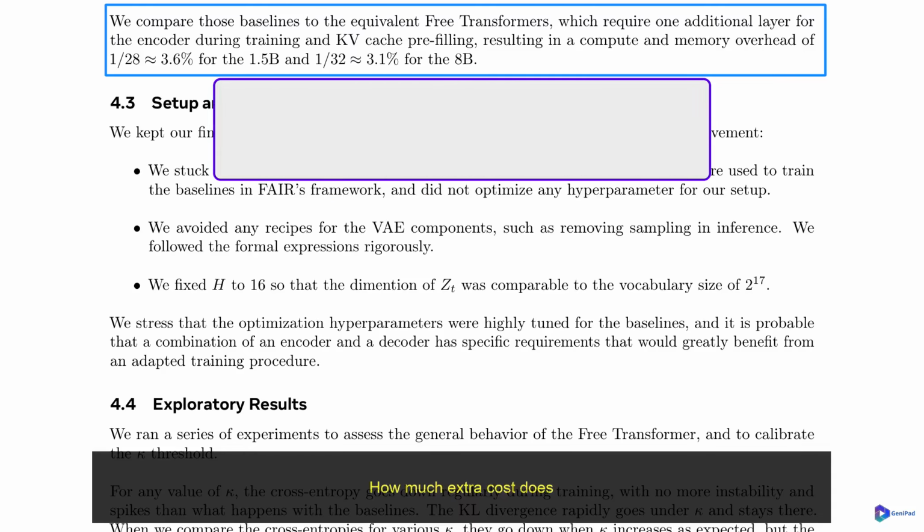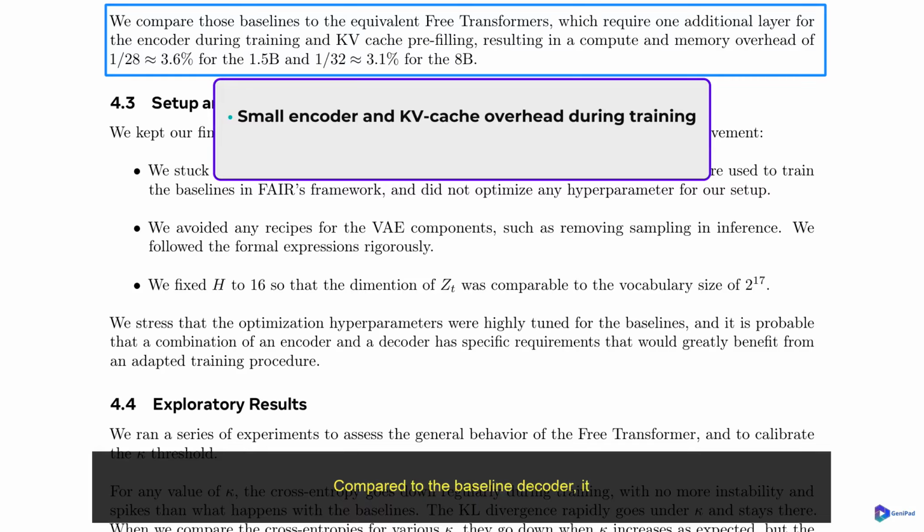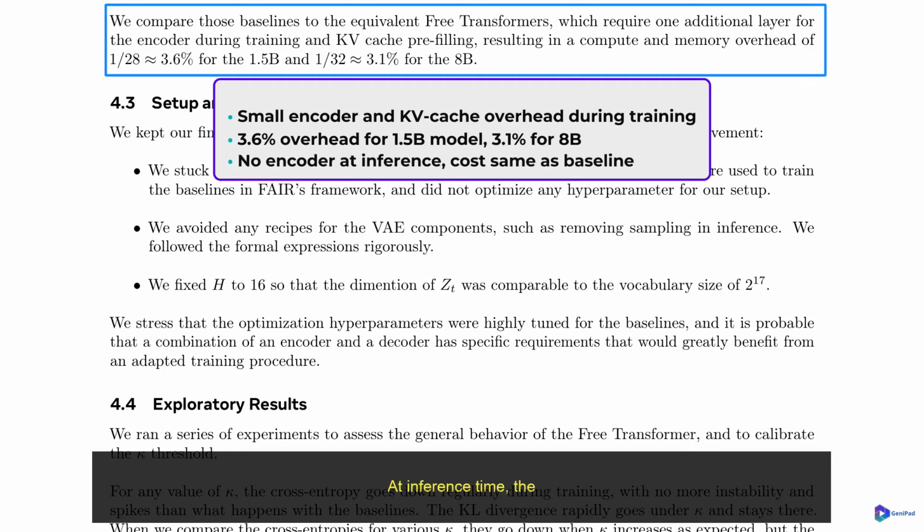How much extra cost does the Free Transformer add? Very little. Compared to the baseline decoder, it needs a small encoder only during training and slightly more KV cache activity. In practice, that translated to roughly a 3.6% overhead for the 1.5B model and about 3.1% for the 8B model. At inference time, the encoder is skipped and the cost remains essentially that of the original decoder.